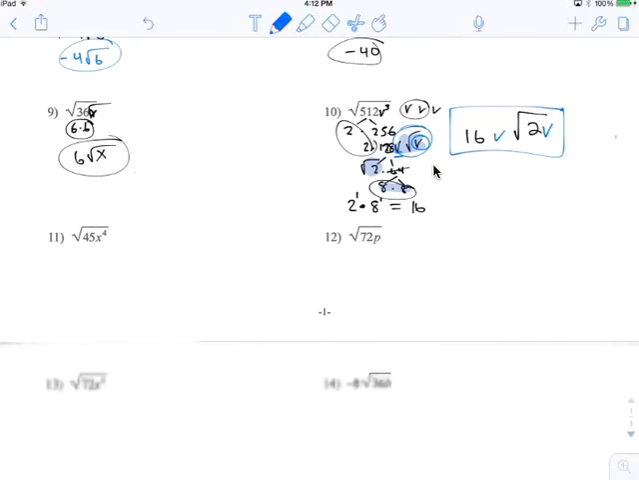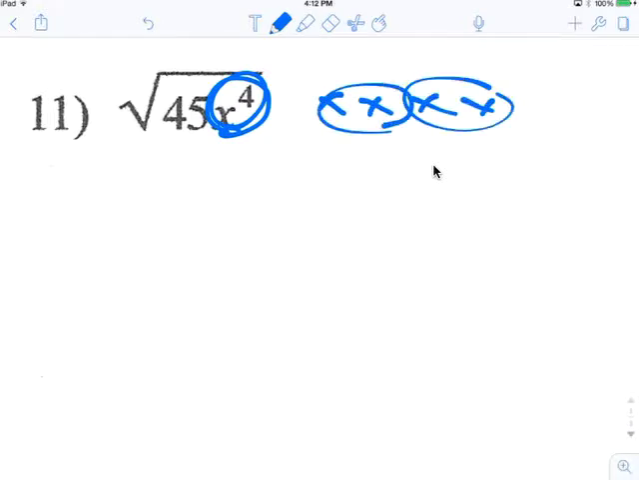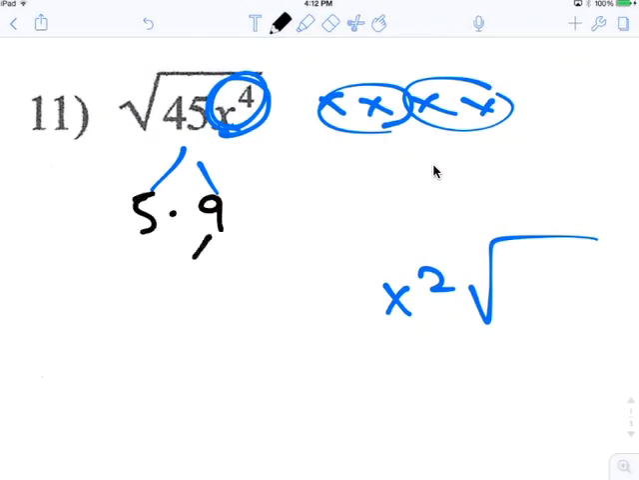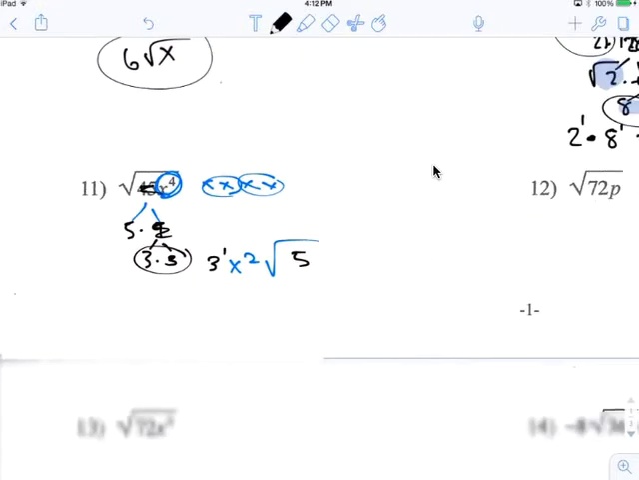Okay, here we go, and then on this one here, that's x. There's 4 of them, so you get 2 groups, right? I hope you can do it in your mind. So it's x squared, no radical left. The radical will be with the 45 because it's not a perfect square. So it's 9 times 5, and this is 3 times 3. Okay, so 1 pair with radical 5, 3 to the first, 3x squared radical 5. That's your answer. That's an easy one.